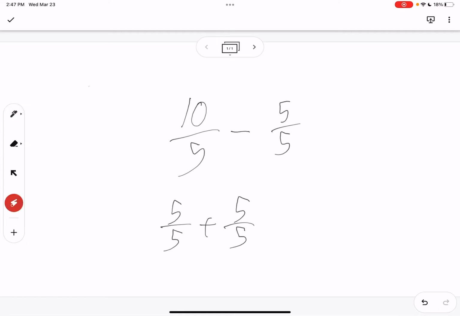So if I take 10 over 5 minus 5 over 5, this brings it to 5 over 5 plus 5 over 5, because I pulled out this whole fraction and was left with 10 minus 5 is 5. And what do you know? This is also a whole fraction. So if I asked how many whole fractions are in 10/5, you just keep pulling them out until you get to a proper fraction or to nothing at all. So here we had 2 whole fractions.